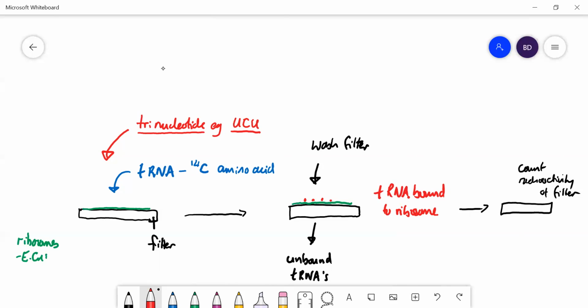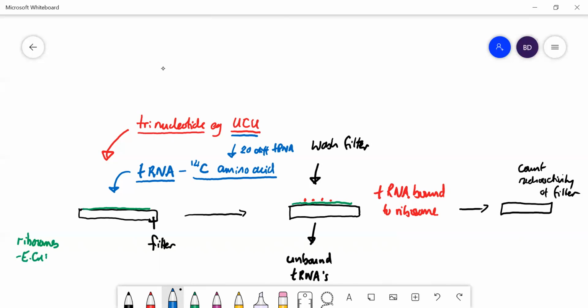And then they also added transfer RNAs, which were charged with a 14C labeled amino acid. Okay, so for each one of these, they'd have to do 20 different experiments, because each time they'd have to use 20 different transfer RNAs with the amino acids attached, because there are 20 different amino acids. Okay, so we put that on there.